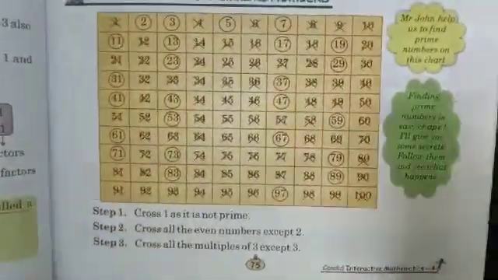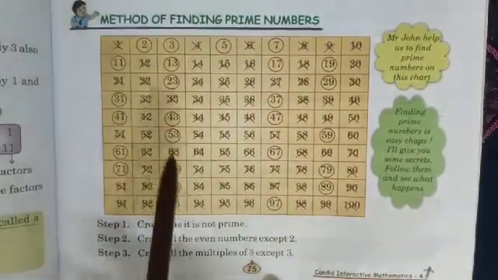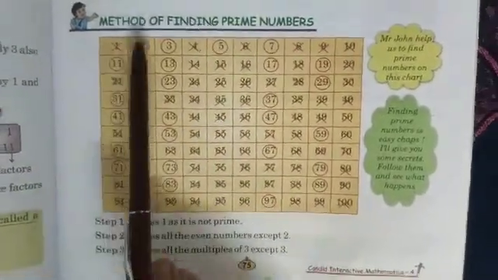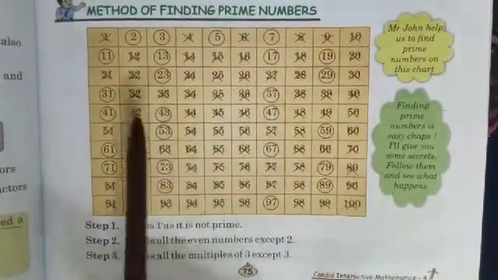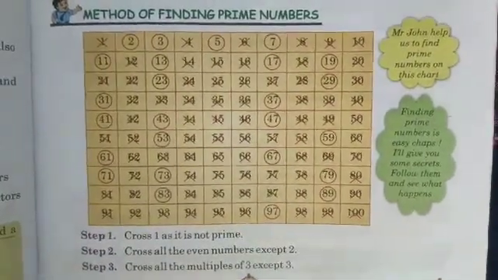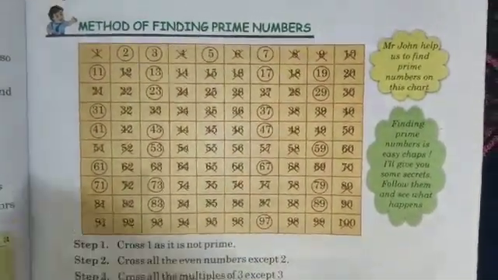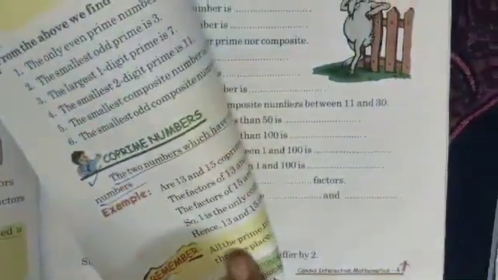So here they have given us a table. They have written the counting from 1 to 100. In that table they have just explained the method of finding prime numbers, how to find out the prime number. So here, first of all, they have given the steps. They have given 6 steps.